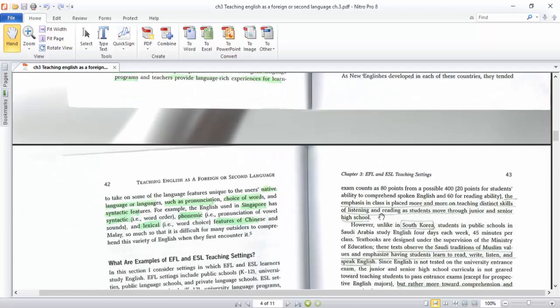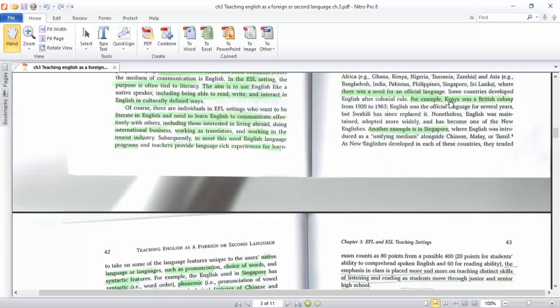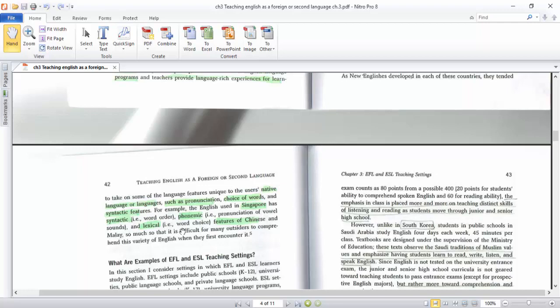Here we have the other page. Although we have different varieties, British English is different from Singapore English, which is different from other varieties. They all use the English language, but differ in pronunciation, word choice, and syntactic features. For example, English used in Singapore has different word order, phonetic pronunciation of the vowel sounds, and lexical word choice. Features of Chinese influence it so much that it is difficult for many listeners to comprehend this variety of English when they first encounter it.